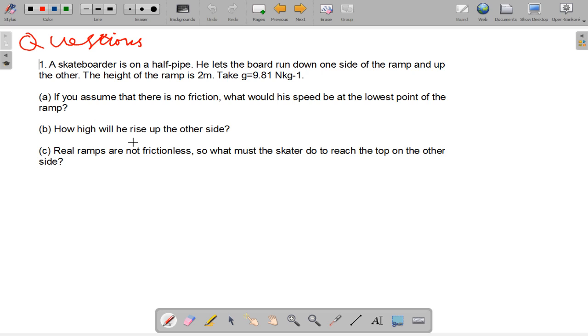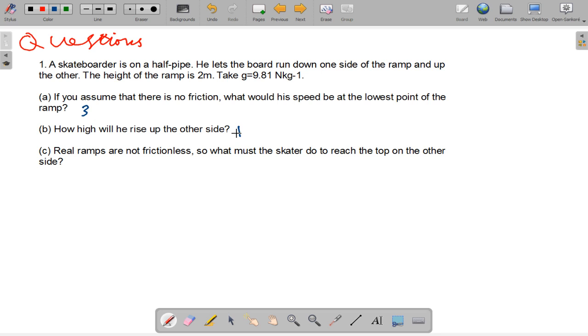So a skateboarder is on a half pipe. He lets the board run down one side of the ramp and up the other. The height of the ramp is 2 meters. Take g as 9.81 newtons per kilogram. If you assume that there is no friction, what would be his speed at the lowest point of the ramp? This is a 3-mark response. How high will he rise up the other side? This is a 1-mark response.